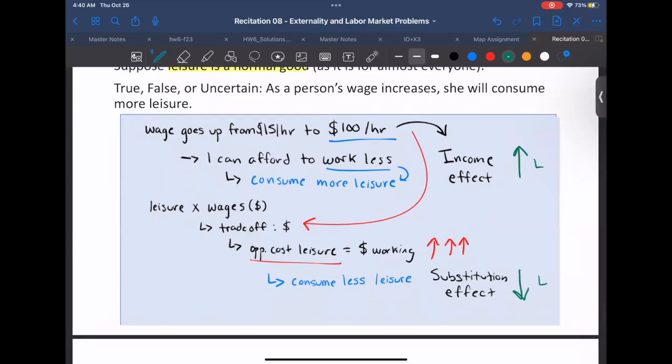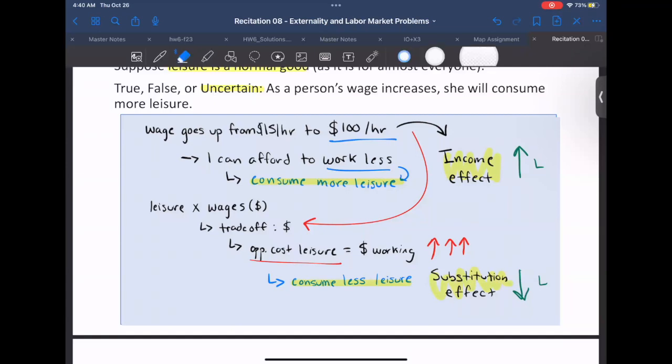So the correct answer would be uncertain. As a person's wage increases, she may consume more leisure, but she may also consume less leisure. It just depends on whether the income effect or the substitution effect is stronger.